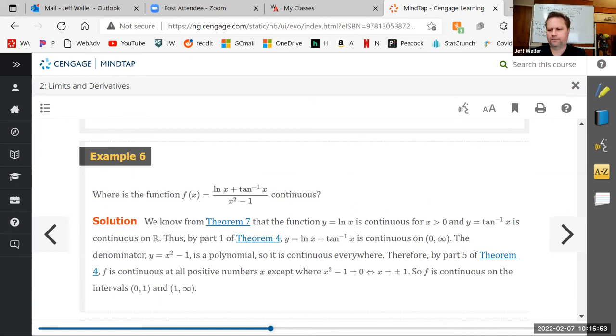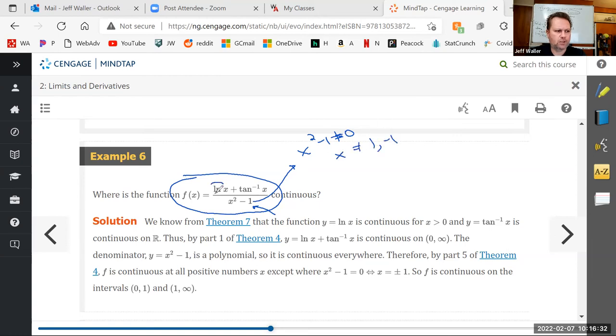All right, let's look at this real quick, and I think we'll call it a day after this. Where could this function be discontinuous? What's the first thing you see in that function? X equals 1, or negative 1, right? Because the bottom can't be 0. So this is the rational piece to this. So x can't be 1 or negative 1.